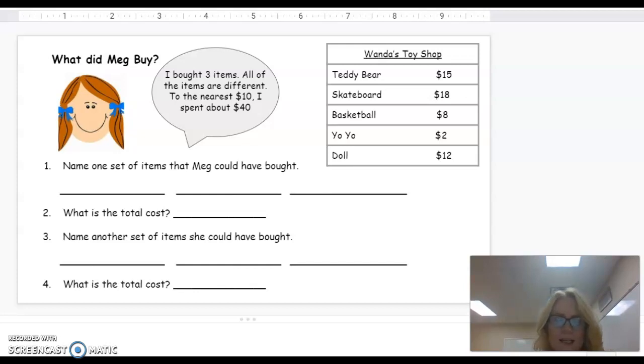Now, we need to find a different combination of items to round to the $40. What about the basketball, doll, and skateboard? When adding all of those together, the sum would be $38. Does that work? Yes, it does. $38 rounds to $40.